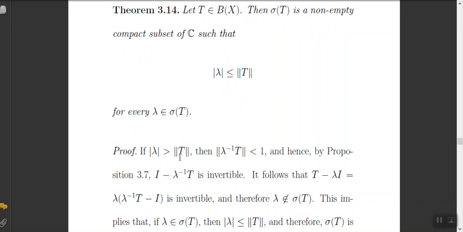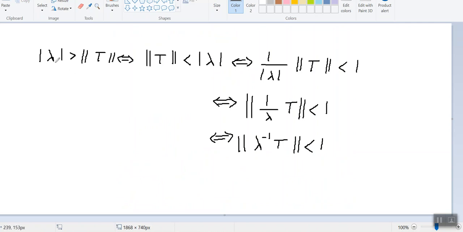Suppose otherwise. Suppose that lambda is an element of a spectrum such that the absolute value of lambda is greater than the norm of t. Then this implies the norm of lambda inverse, which means 1 divided by lambda, is less than 1. Why? It's easy, but look at this. When you say the absolute value of lambda is greater than the norm of t, this is equivalent to saying that the norm of t is less than the absolute value of lambda.